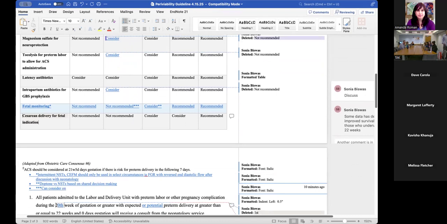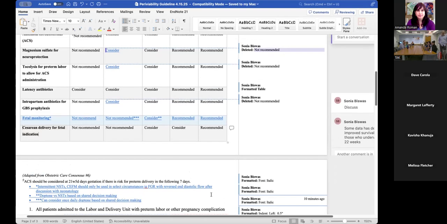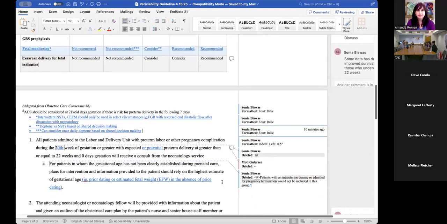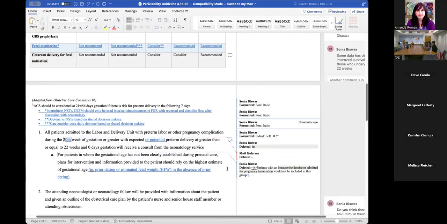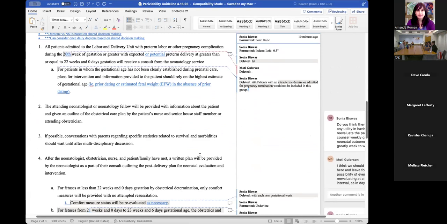Muti had put a bunch of comments, and I had written up some responses to those. There was a comment about having a discussion between the MFM and neonatology team about statistics before discussing with the parents. I do think that's important, particularly because there has been some confusion on both ends.